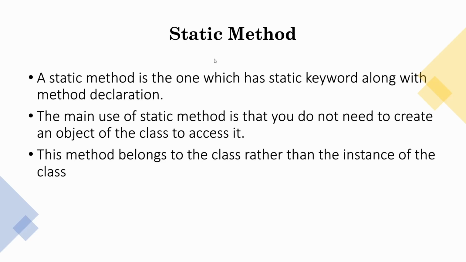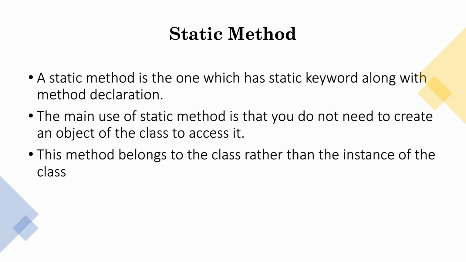Now what is a static method? A static method is the one which has the static keyword along with the method declaration. The main use of a static method is that you do not need to create an object of the class to access it. Now we have done a static method, right? If not, remember, we have executed the main method. Main method is what? It's a static method.